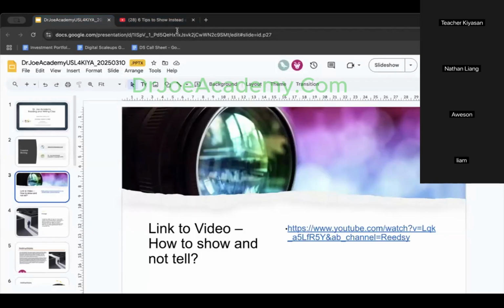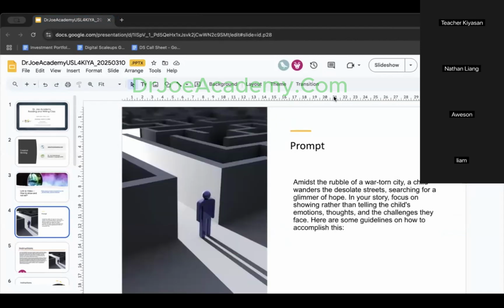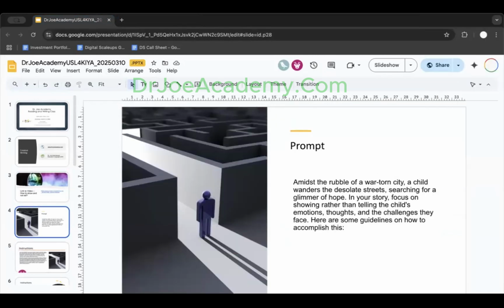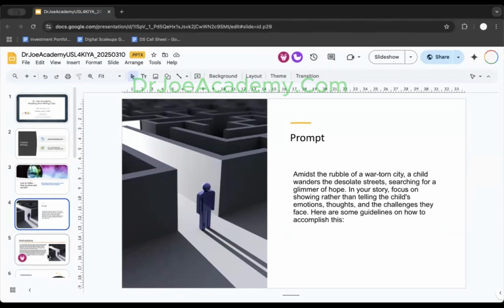Okay, so let's get back into the writing activity. The prompt was already introduced, but I just want to go over it one more time. Amidst the rubble of a war-torn city, a child wanders the desolate streets, searching for a glimmer of hope. In your story, focus on showing rather than telling the child's emotions, thoughts, and the challenges they face. Here are some guidelines on how to accomplish this.